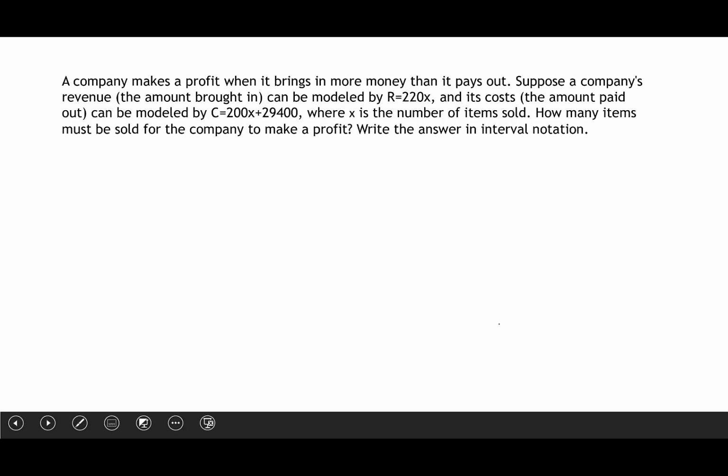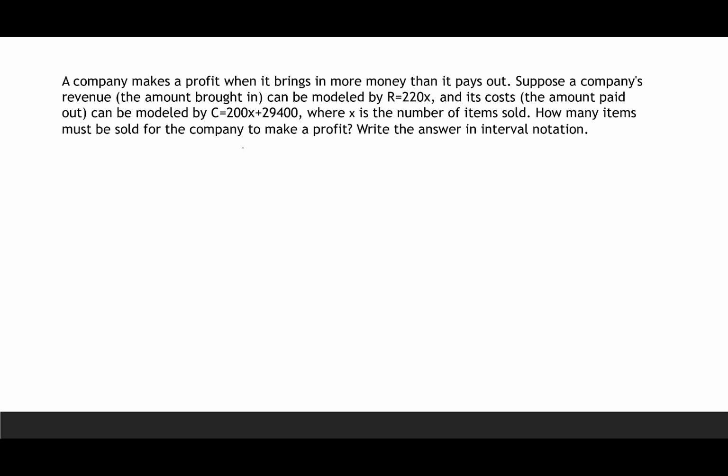Let's take an application. A company makes a profit when it brings in more money than it pays out. Suppose the company's revenue, the amount they brought in, can be modeled by R equals 220x, and its cost, which is the amount they paid out, can be modeled by C equals 200x plus 29,400, where x is the number of items sold. How many items must the company sell for the company to make a profit? Write the answer in interval notation.